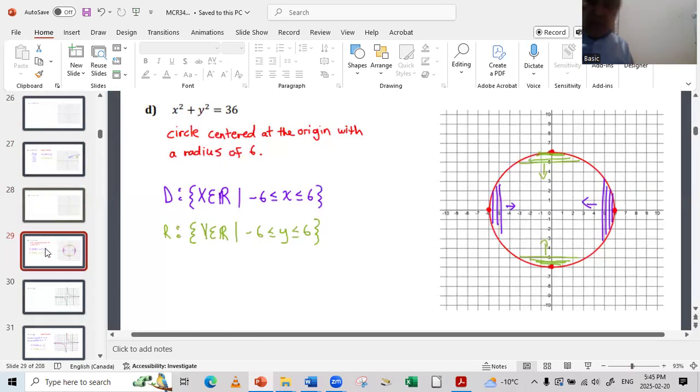Here, I have to decide the domain and the range, but this is not a function, guys. This is not a function. The reason why it's not a function, like I told you before, let me show you. Why is this not a function? I will tell you why.